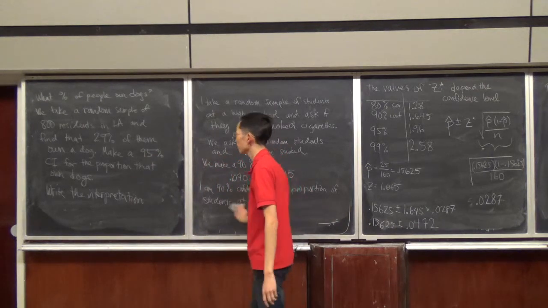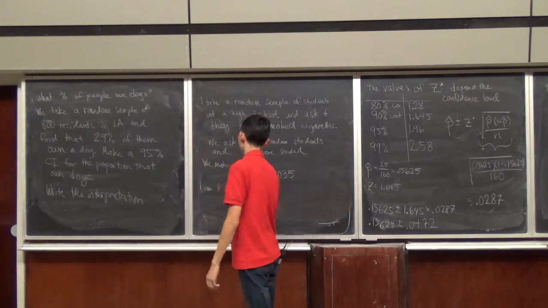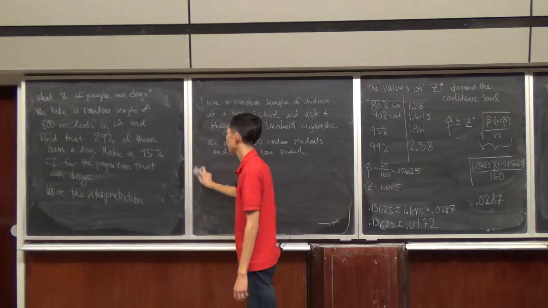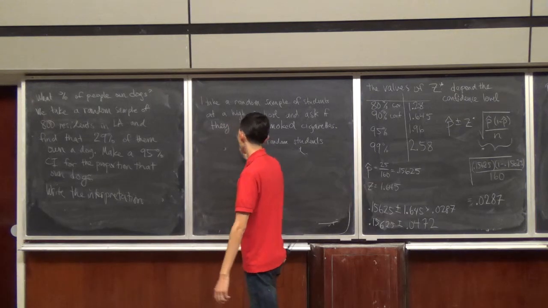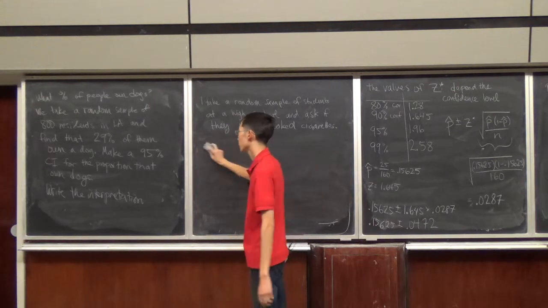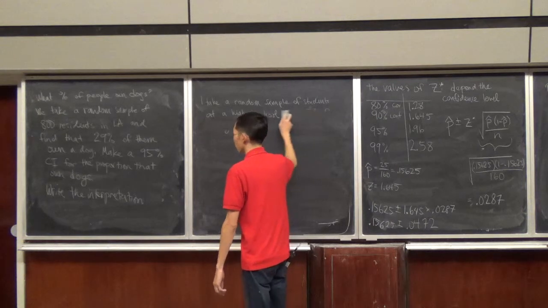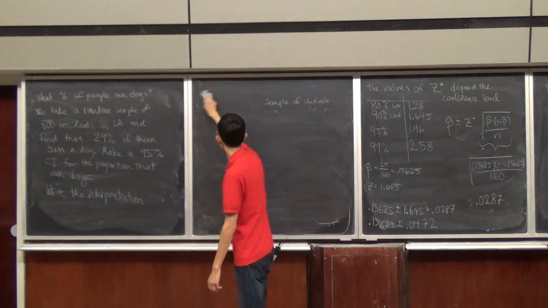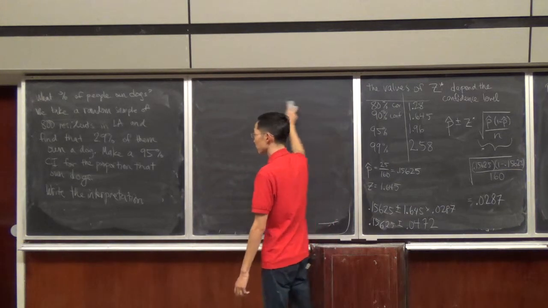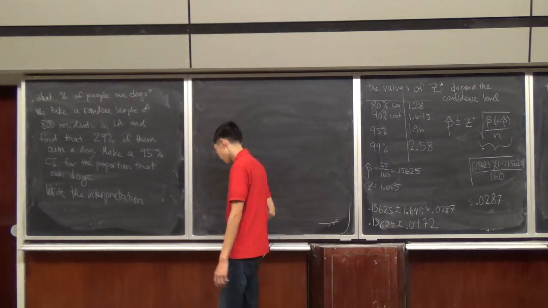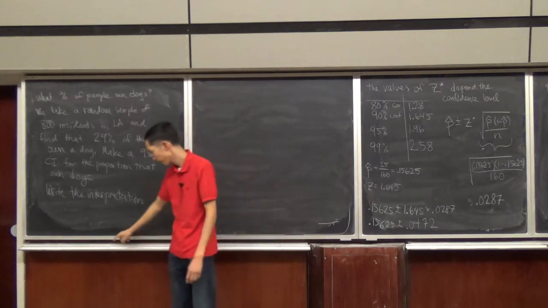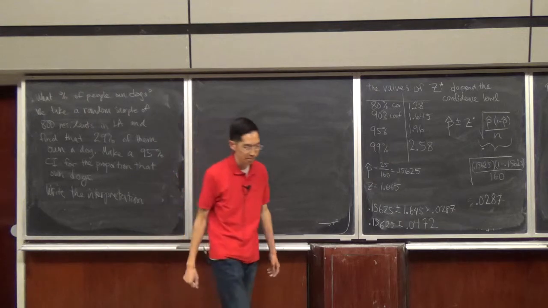Okay, that's your problem. It says, what percentage of people own dogs? We take a random sample of 800 residents in LA and find that 29% of them own a dog. Make a 95% confidence interval for the proportion that own dogs.